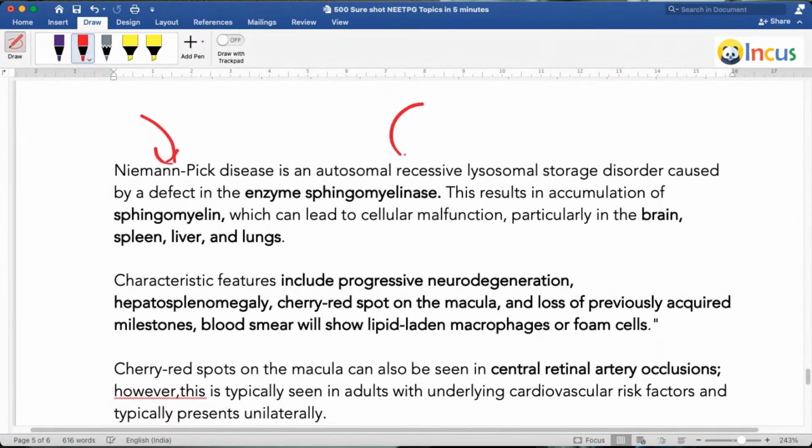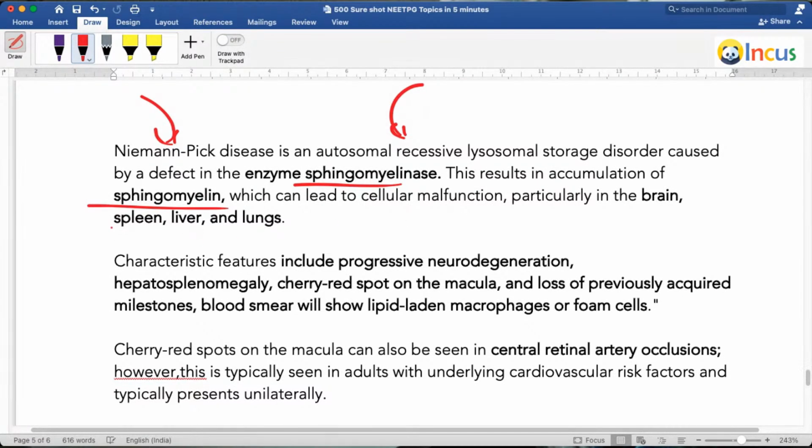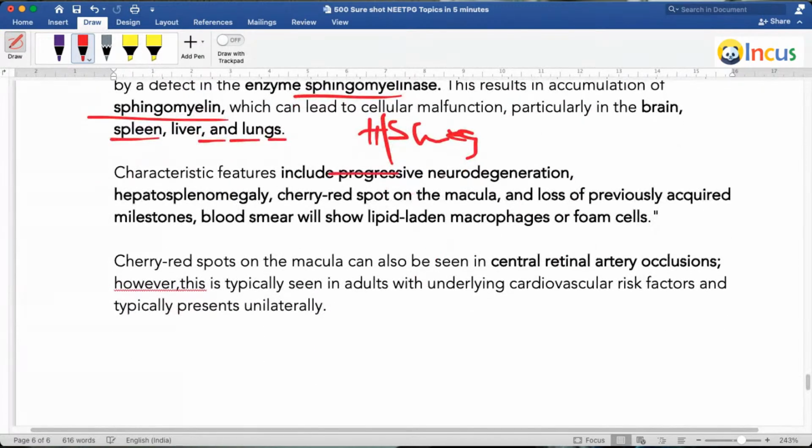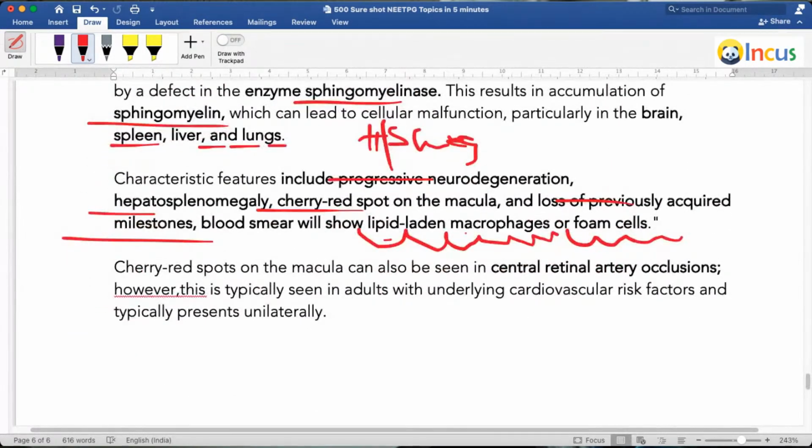Then comes Niemann-Pick, autosomal recessive, sphingomyelin accumulation, brain, spleen, liver, and lungs. So there is hepatosplenomegaly in Niemann-Pick. Progressive neurodegeneration, hepatosplenomegaly, cherry red spot, and loss of previously acquired milestones. Lipid-laden macrophages or foam cells are characteristic of Niemann-Pick. So other than these storage disorders, where else do you find a cherry red spot in macula, doctor? Central retinal artery occlusion also.